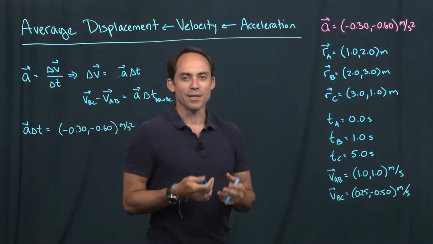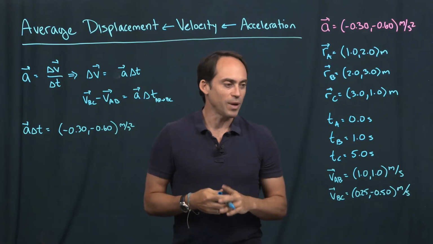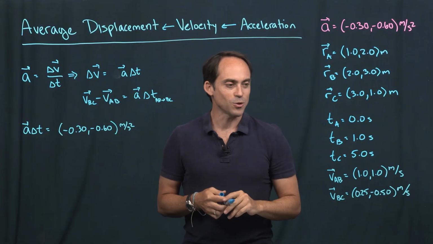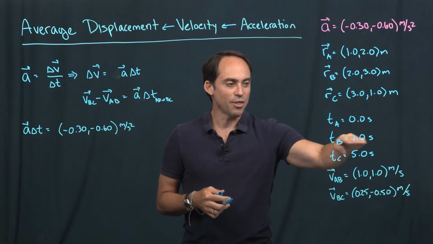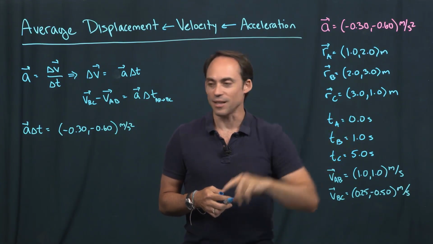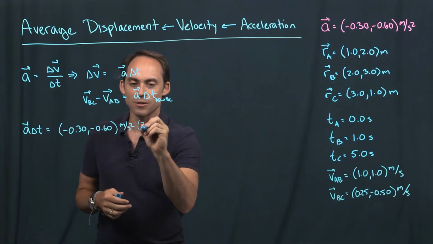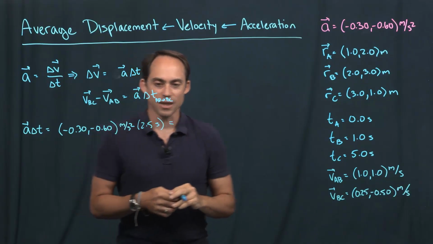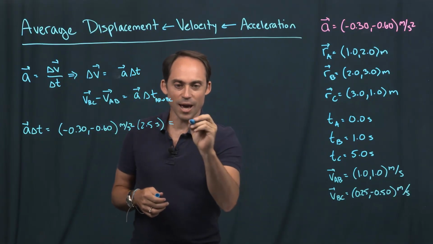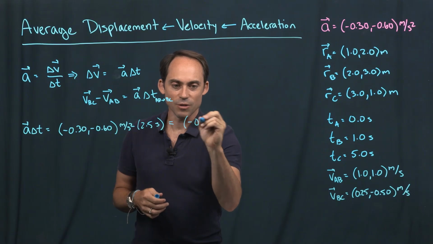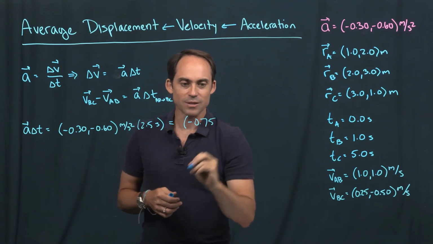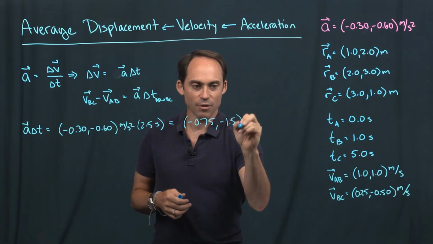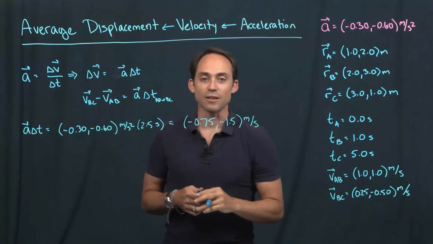And now we want to multiply by the difference in time, and if we recall, we had to take averages between these two different time periods in order to calculate that. So we're really looking at the difference between 3 seconds and half a second, and so that time difference is 2.5 seconds, right? And we calculate that all out, and we should get back what our difference in velocity was last time, minus 0.75 and minus 1.5 meters per second.